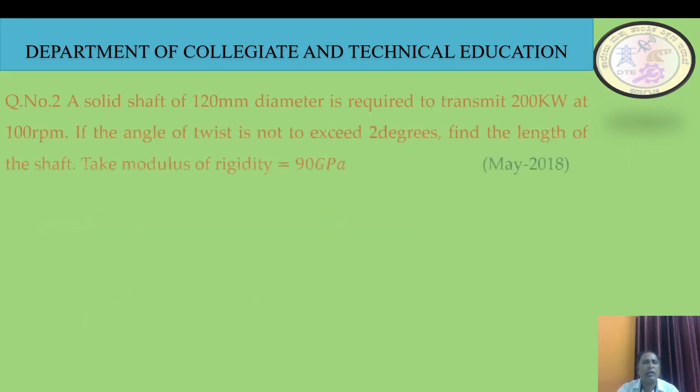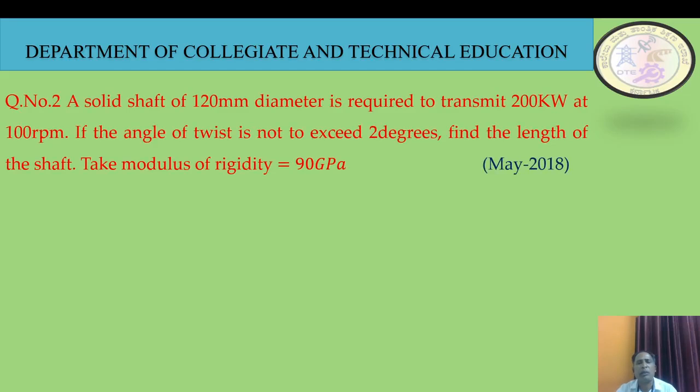Next problem. A solid shaft of 120 mm diameter is required to transmit 200 kilowatt at 100 rpm. If the angle of twist is not to exceed 2 degree, then find the length of the shaft and take modulus of rigidity as 90 GPa, that is gigapascal. This problem was asked in the year May 2018.